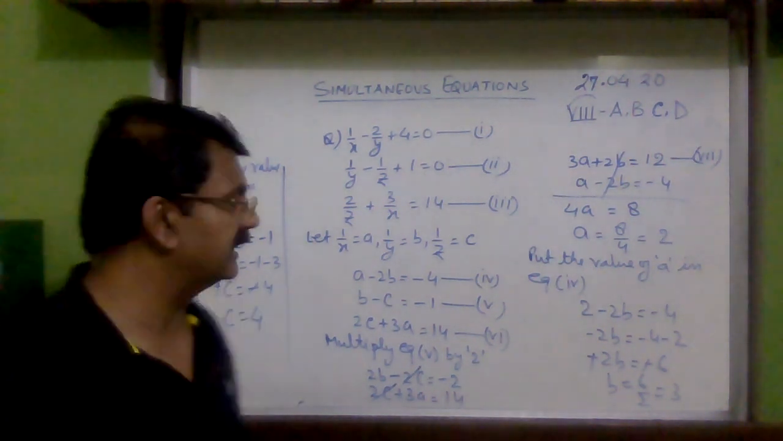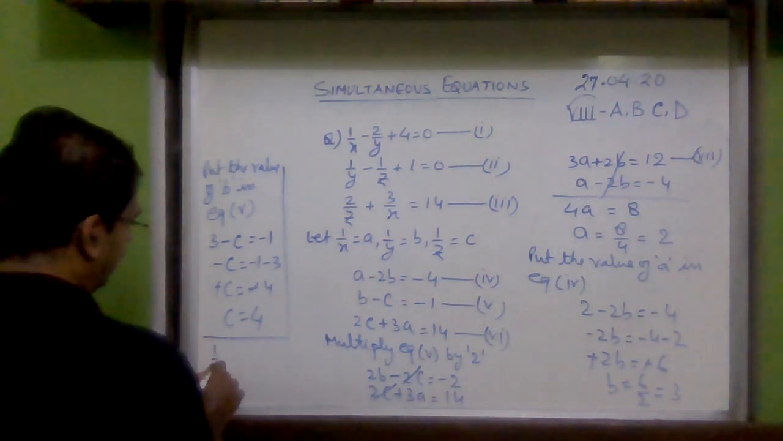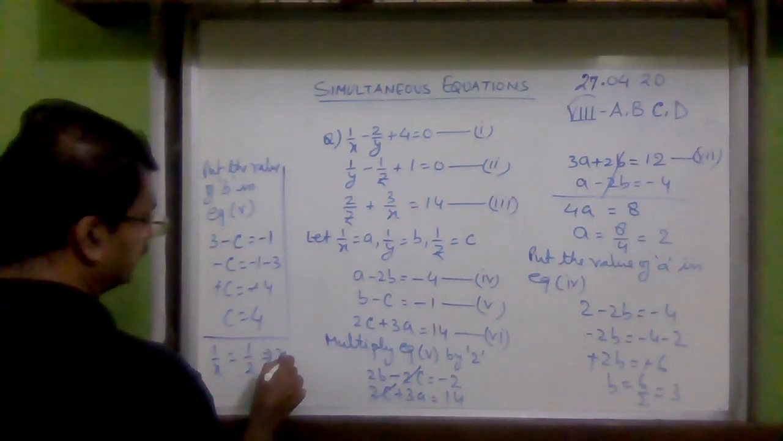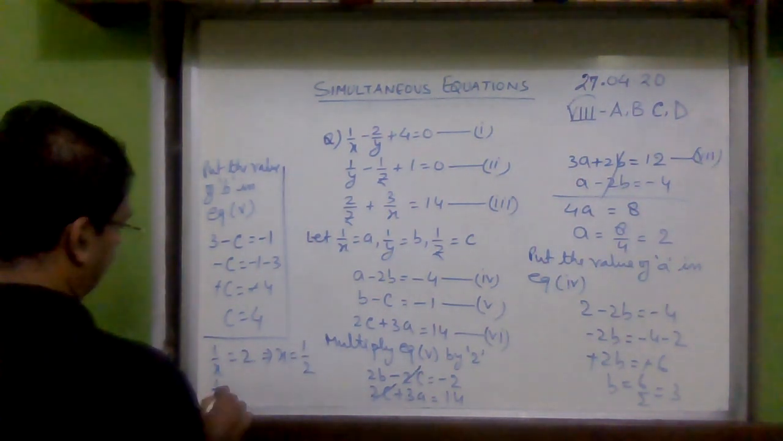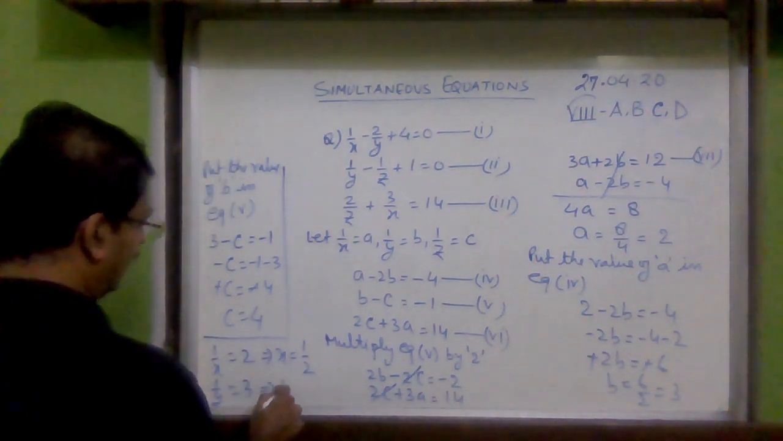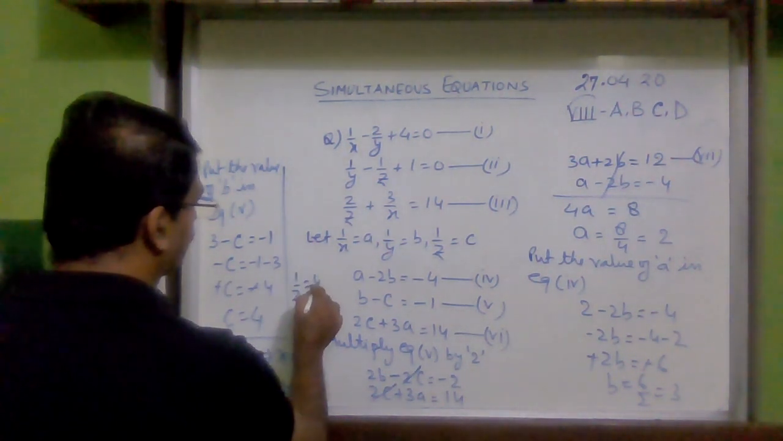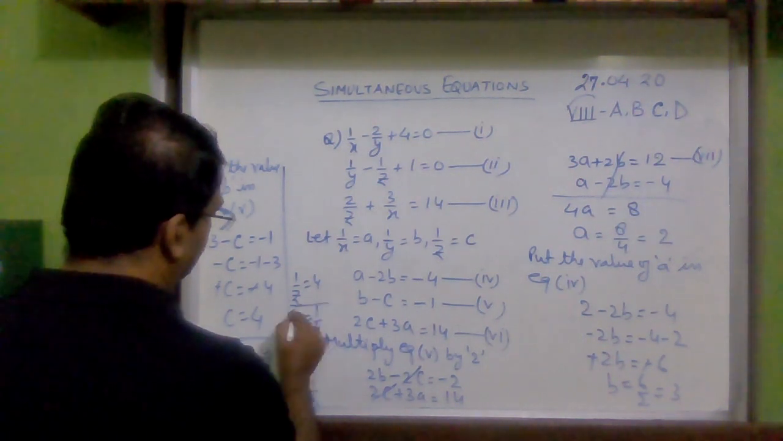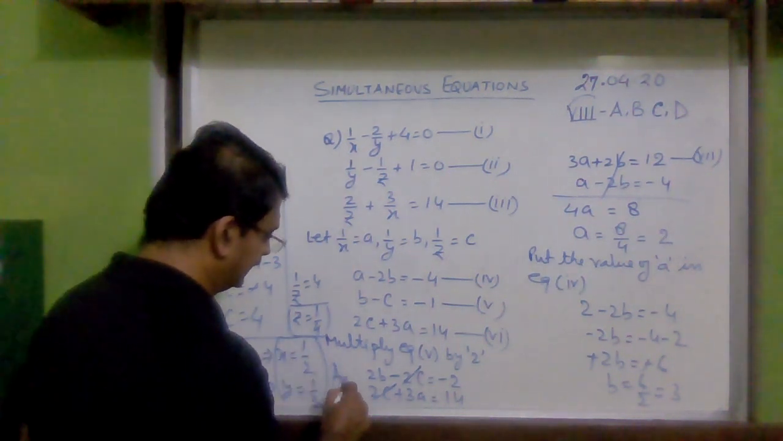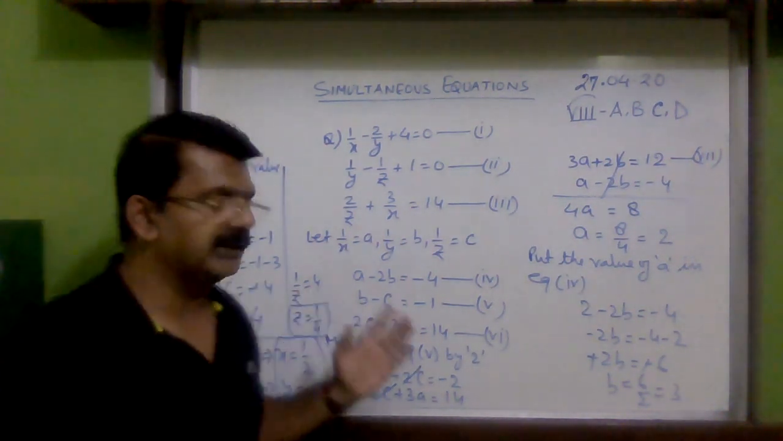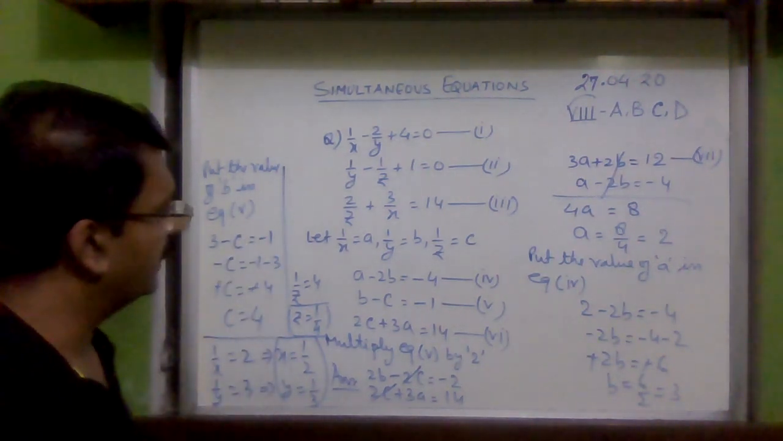But we have to find the value of x, y and z. So you see actually A is nothing but 1 upon x. That means 1 upon x is equal to 2. So x is equal to 1 upon 2. Then 1 upon y, that is the b, is equal to 3. So y is equal to 1 by 3. And then 1 upon z is equal to 4. So z is equal to 1 by 4. So you can see we have found x is equal to 1 by 2, y is equal to 1 by 3, and z is equal to 1 by 4. The three values in this equation are x is equal to 1 by 2, y is equal to 1 by 3, and z is equal to 1 by 4.